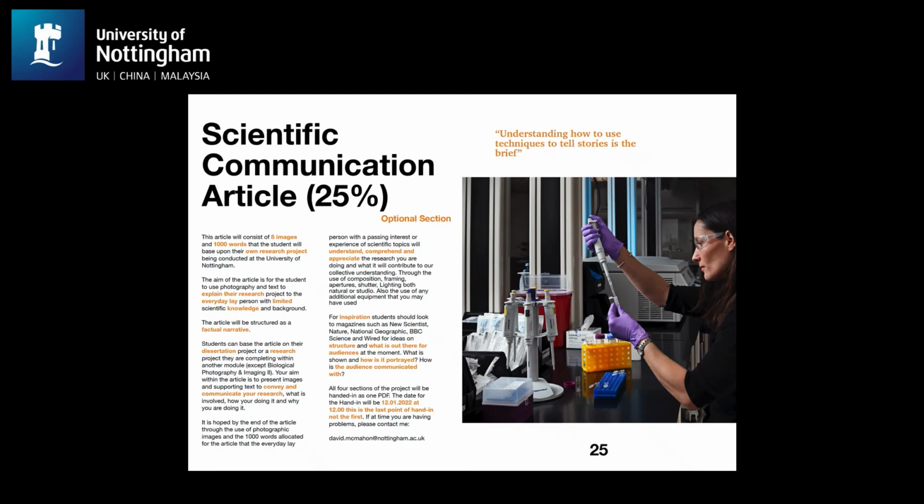So the next project that you can see on the screen now is one of our optional sections. We have 2 compulsory sections, and then we have a number of optional sections. What you need to do is choose 2 from these optional sections that you would like to do. And the first one of these is the scientific communication article.